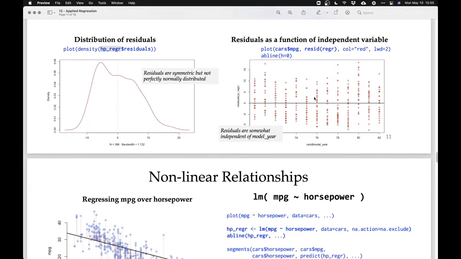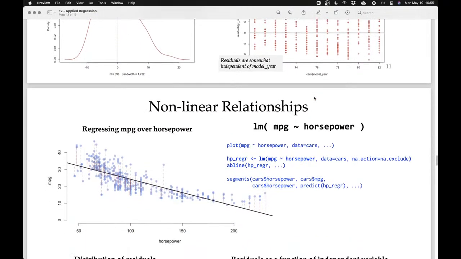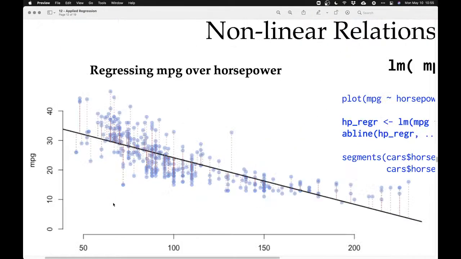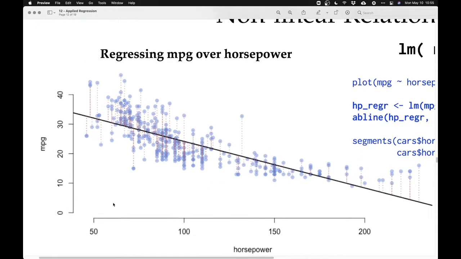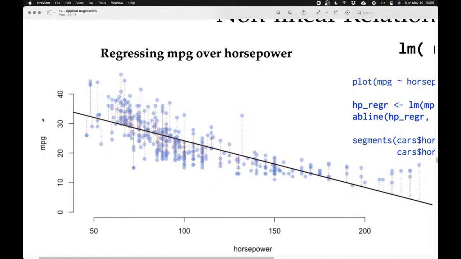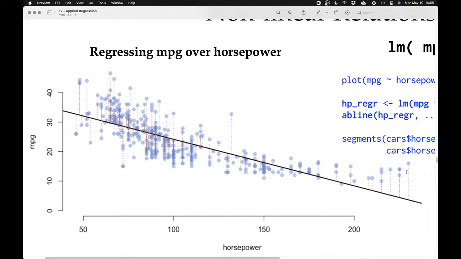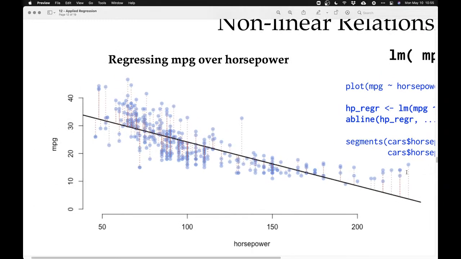Let's look at a fairly non-linear relationship, like miles per gallon to horsepower. Here, we've got horsepower on the x-axis and miles per gallon on the y-axis. We have a roughly banana shape, as we talked about before, or plantain, depending on what you're eating. And you'll notice something interesting here.